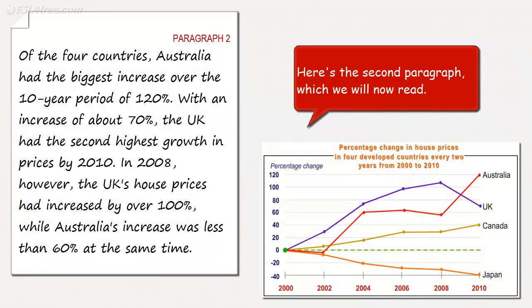Here's the second paragraph, which we'll now read. Of the 4 countries, Australia had the biggest increase over the 10-year period of 120%. With an increase of about 70%, the UK had the second highest growth in prices by 2010. In 2008, however, the UK's house prices had increased by over 100%, while Australia's increase was less than 60% at the same time.